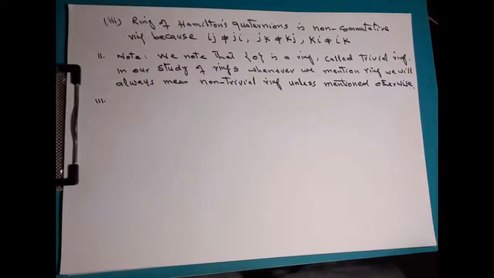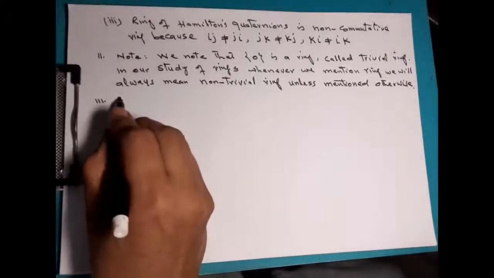So a ring may or may not contain a multiplicative identity. If a ring contains a multiplicative identity, we call it a ring with identity. For example, the ring of real numbers contains the multiplicative identity 1. So the ring of real numbers is a ring with identity. So let's have a formal definition.